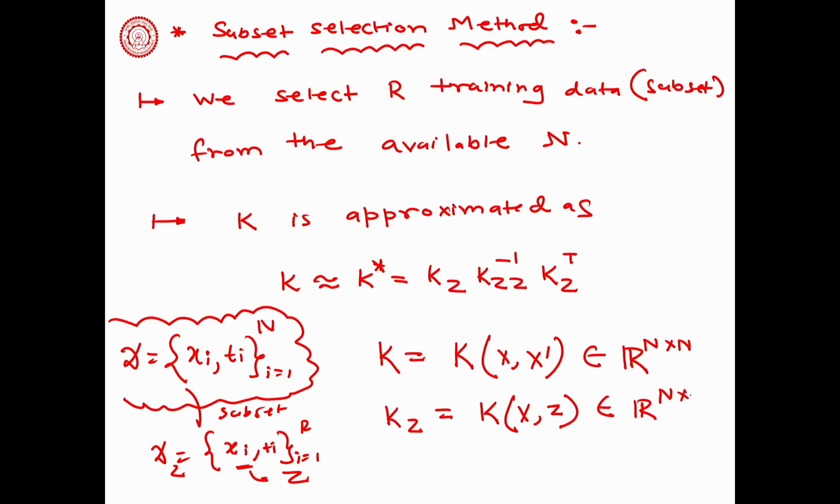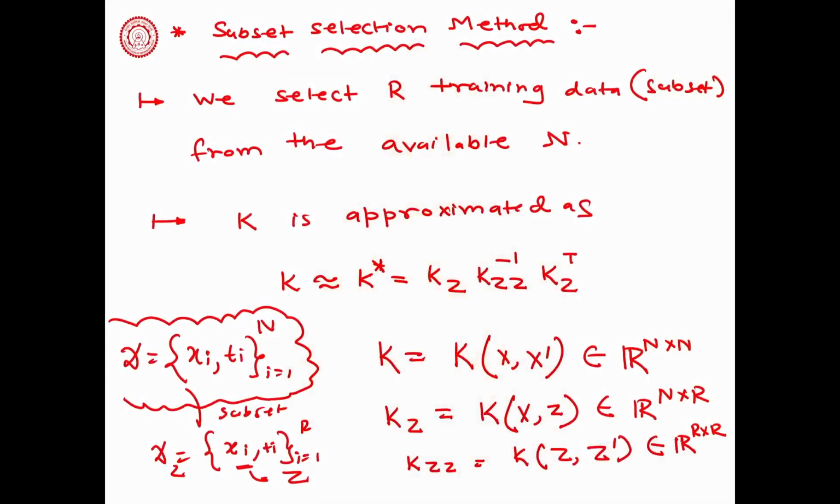N cross r. What is Kzz? Z comma z dash, or z prime, with dimension r. And z transpose is r cross n. Right. So now what do you think will happen if I take r to be equal to n?